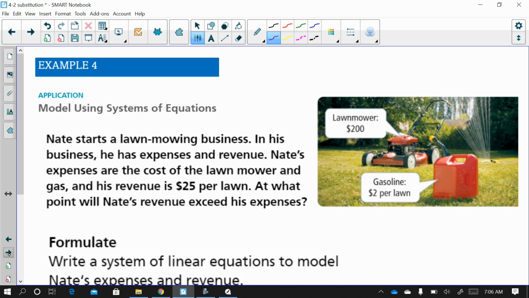So first thing we got to do is come up with our variables. Okay, so per lawn, that tells me one of my variables is going to be lawns. So I'm going to call that x. Okay, and we're talking about money, so y is going to be money. Okay, so notice then we have two different things. We have expenses and revenue. So we need to have one equation for expenses and one equation for revenue.